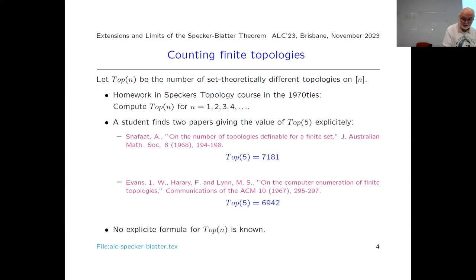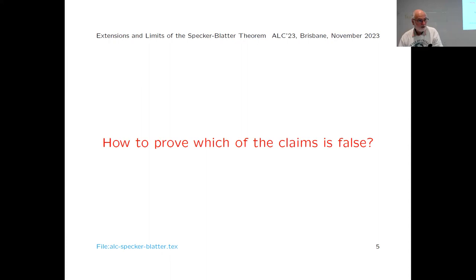So what do you do with this situation? Now, if you are a referee who relies on fame, then obviously Evans, Harari, and Lin have a big advantage over the unknown Shafat. But you can be more serious about this. And you can ask, can you prove that at least one of them, and which one of them, must be false?